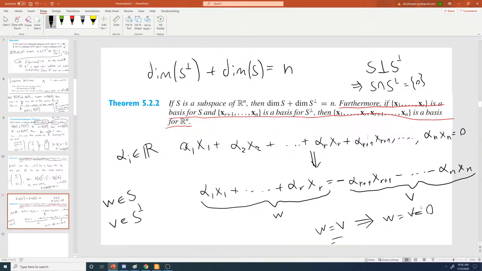But this implies that x1 through xn is linearly independent. And if it's linearly independent, and it's a set with n elements, it has to be a basis by our theorems on bases. So this completes the proof of theorem 5.22.